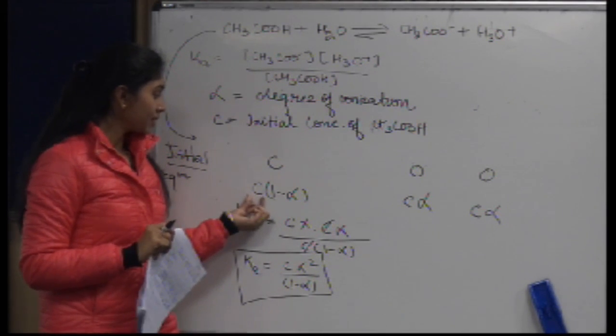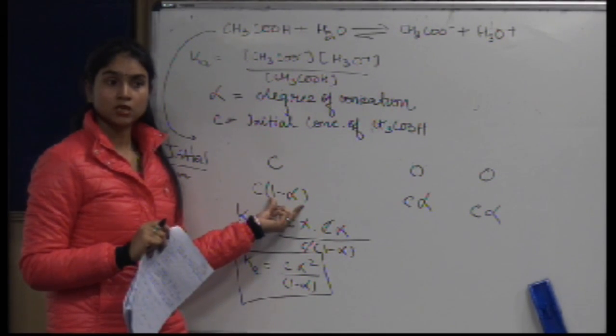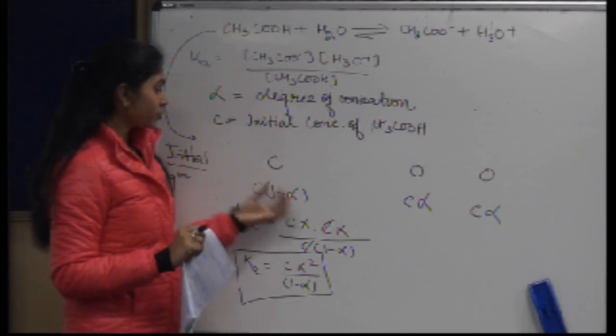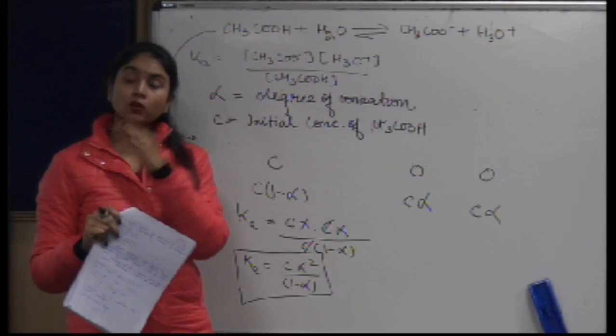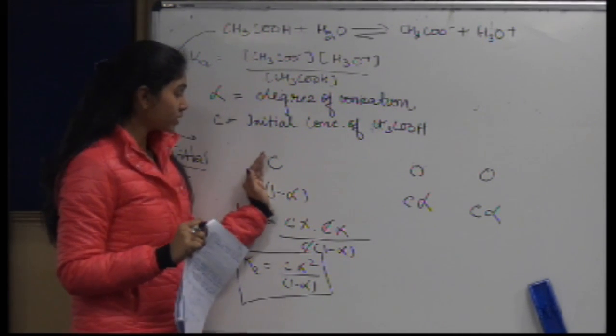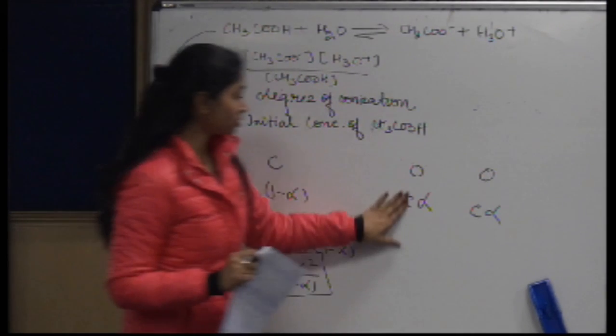That is why I multiplied this with the concentration term. You are saying it should be C minus alpha. No, that won't happen. C minus alpha would remain as it is. That alpha I have not converted into the concentration term. First I have taken it with respect to the degree of dissociation. Please don't confuse that.